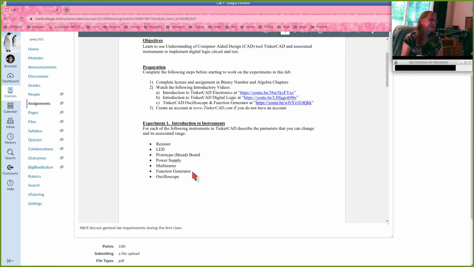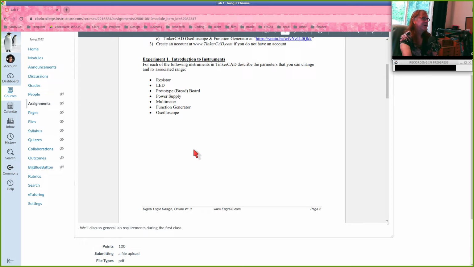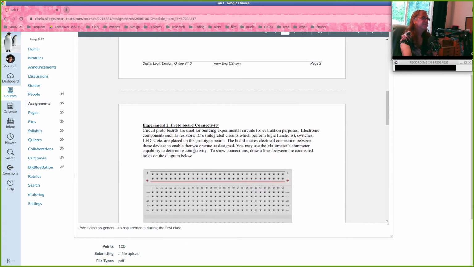A lot of these things have different things that you can change. If you have a resistor, you can say, how big is my resistor? Is it 1,000 ohms? Is it 10 ohms? Is it 1,000,000 ohms? If you have an LED, you can specify the color, for example. If you have a power supply, you can say how much voltage do we want, where does the positive and the negative go, and so on. So it's playing around with the equipment, and we'll hop into Tinkercad in a minute.